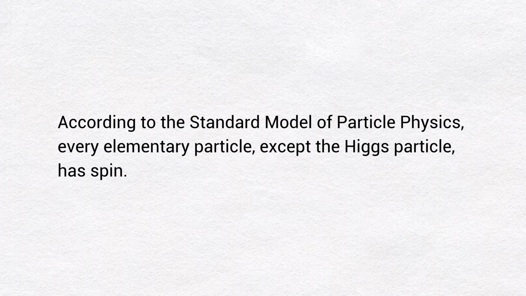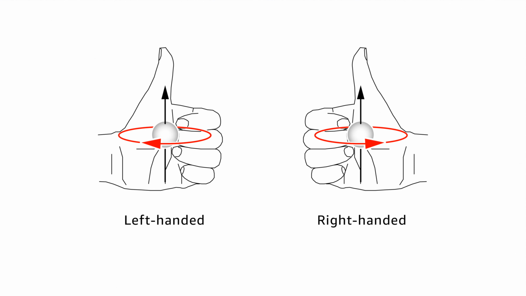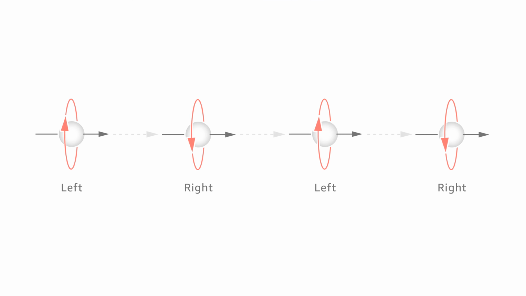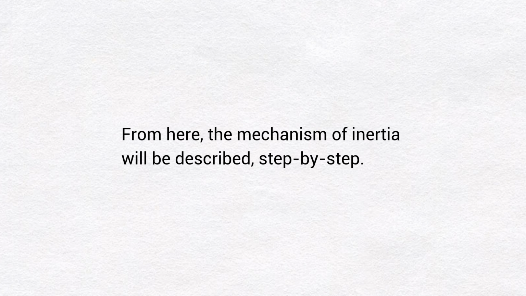According to the standard model of particle physics, every elementary particle, except the Higgs particle, has spin. There is left-handed spin and right-handed spin, as illustrated. The spin of particles constantly flips left and right, as illustrated. This pattern is caused by the Higgs field, and it creates inertia. From here, the mechanism of inertia will be described, step by step.